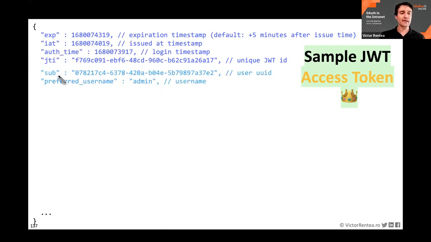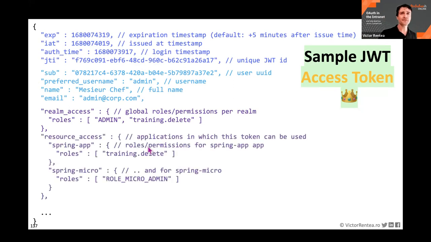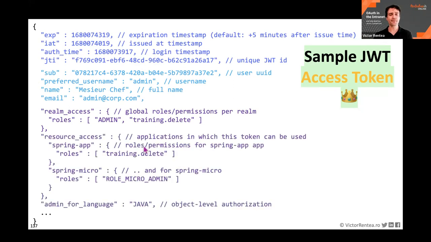Then a UUID of the user identity inside the realm. Not really useful. This is useful: the username, the human readable username. The name and the email, the personal information, as you pointed out. The realm access, which is actually global data, global roles or permissions across all applications, and the application specific ones. Plus the necessary information to do object level authorization, to restrict what data can be seen or changed by the holder of this token.